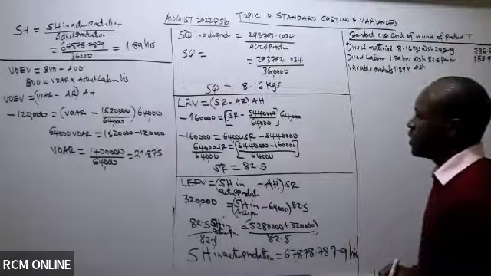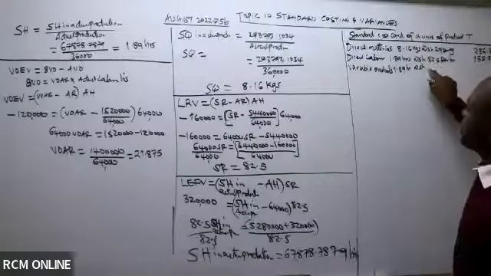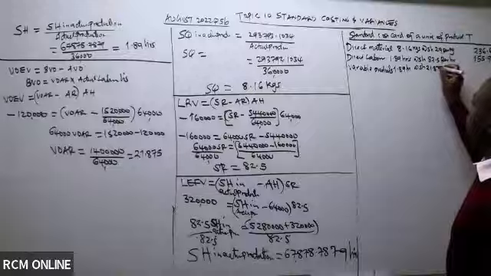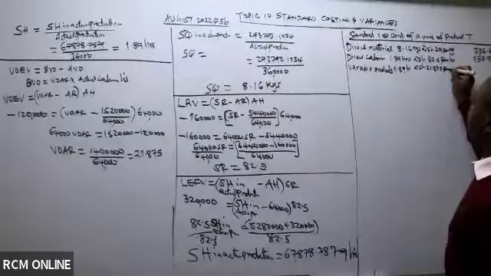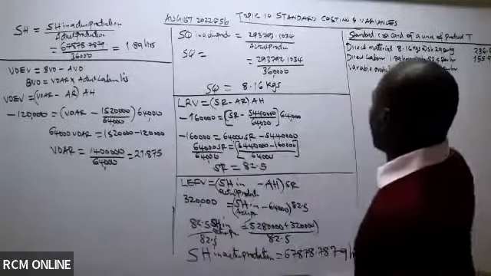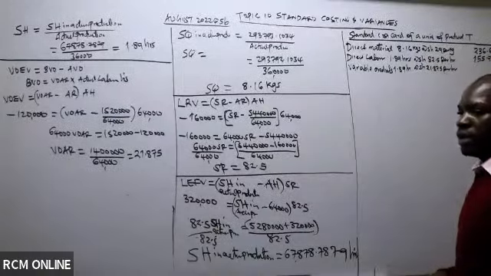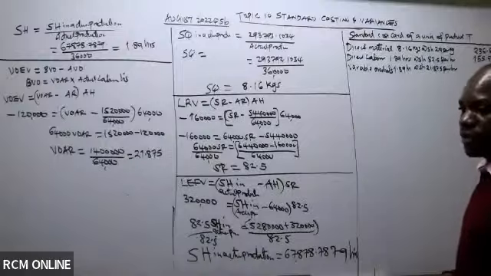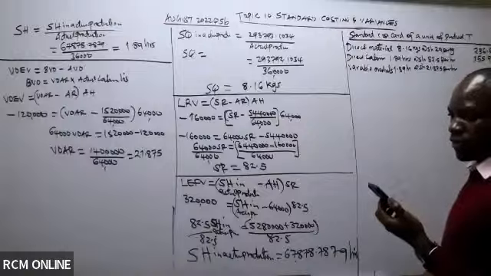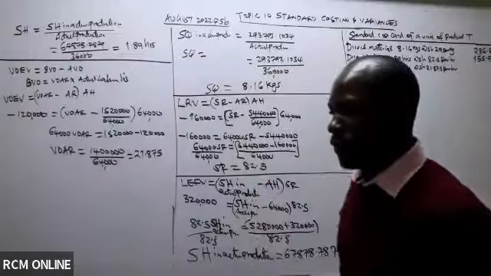Don't forget, refer to our standard cost card of the previous question. Variable overhead absorption rate, it was this one here per hour. So we are having 21.875 per hour times 1.89. What are you getting? 41.34.